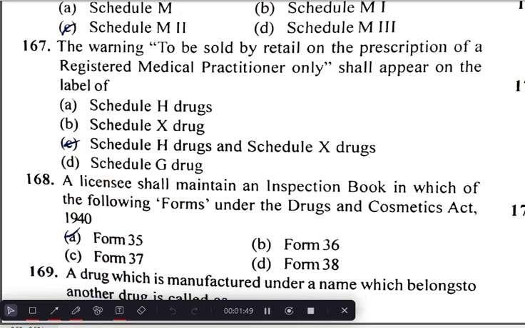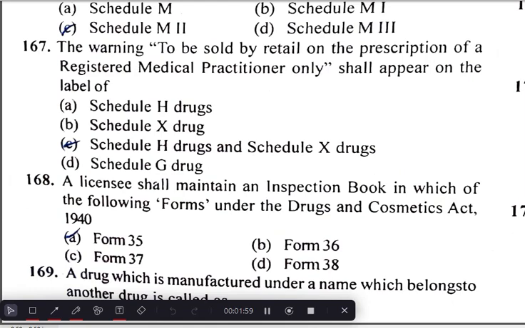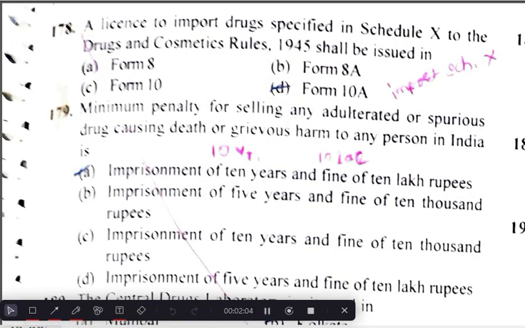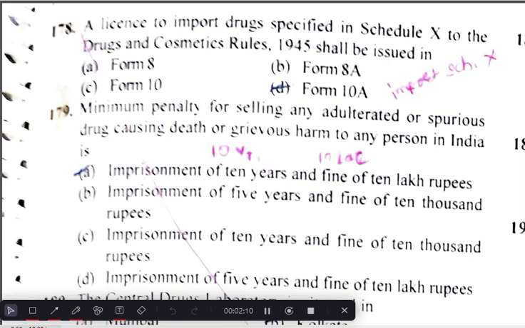A license shall maintain an inspection book in which of the following forms under the Drugs and Cosmetics Act 1940, that is Form 35. Okay, answer for this question you tell me. A drug which is manufactured under a name which belongs to another drug is called as.